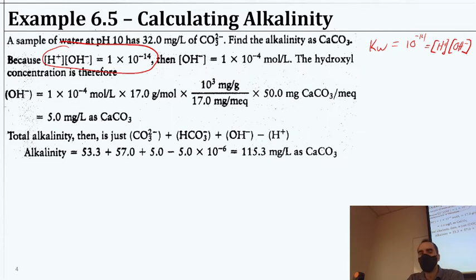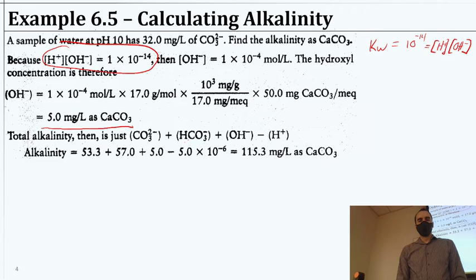And then we just add all those pieces. So this is really just solving for each of these components, each part of the alkalinity that we needed, expressing those, getting them in order, getting them as CaCO3, and adding them together to get our final alkalinity as 115.3 milligrams per liter as CaCO3.